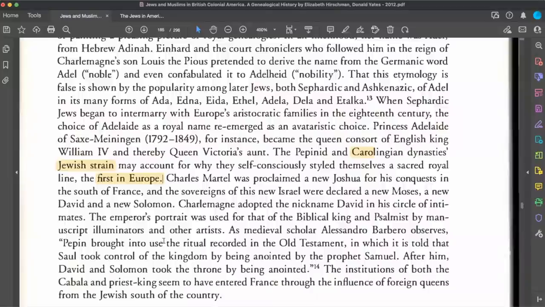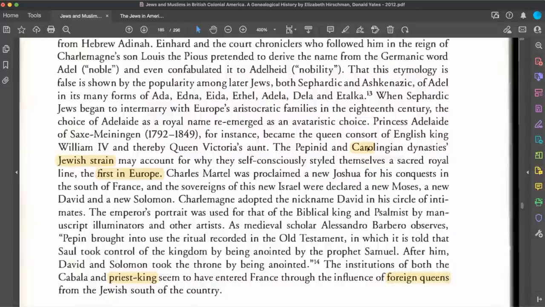The institutions of both the Kabbalah and Priest King Khan seem to have entered France through the influence of foreign queens, the princes of Judah from the Jewish south of the country. These are the same queens, Scotia, Gypsy Scotia, Princess Scotia from the Promised Land, so-called Egypt, the foreign queens. Foreign, what do you mean foreign? Where are they coming from? Foreign queens. Again, Kara, Jewish strains, the first in Europe, priest kings, Khans, foreign queens, Judah's descendants, the queens, not the males.